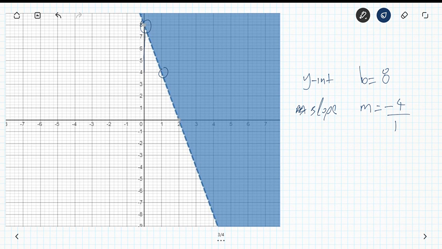Did we shade above or below? We obviously shaded above the line. So that means that this has to be greater than, all right? And is it greater than or equal to? No, because our line is dashed. So we just leave it like that. Y is greater than negative 4 over 1 x, plus 8. And so that wasn't so bad, all right?